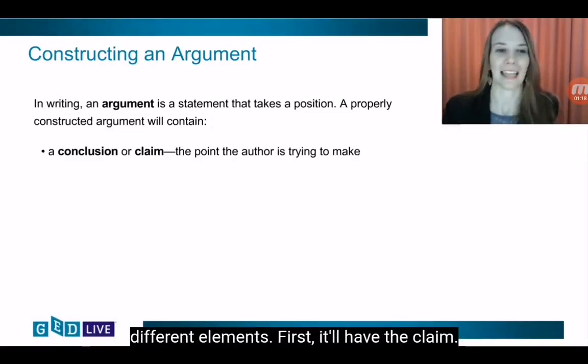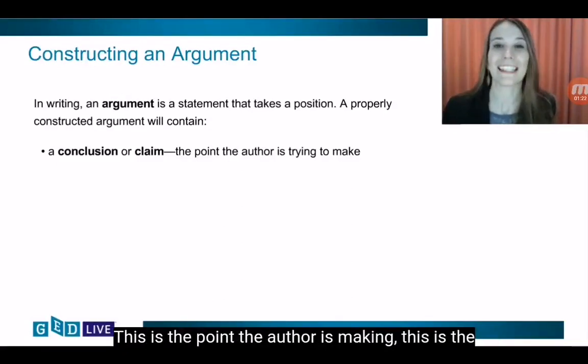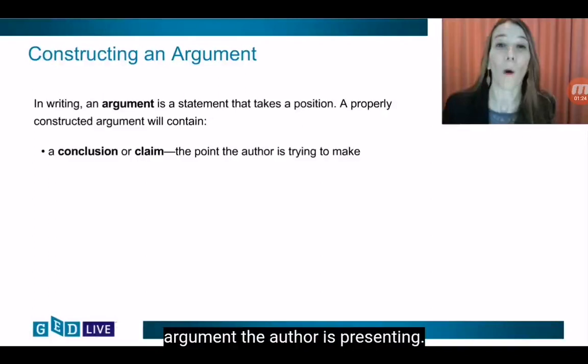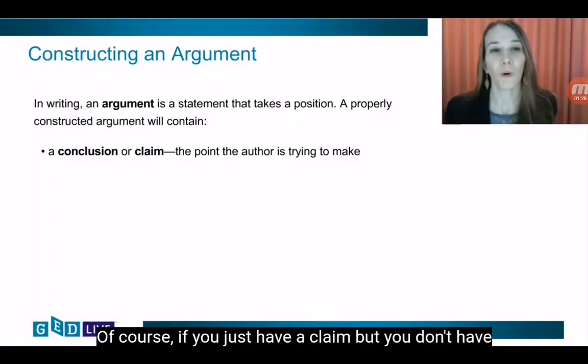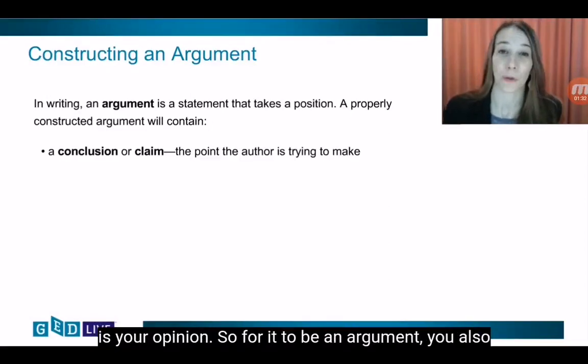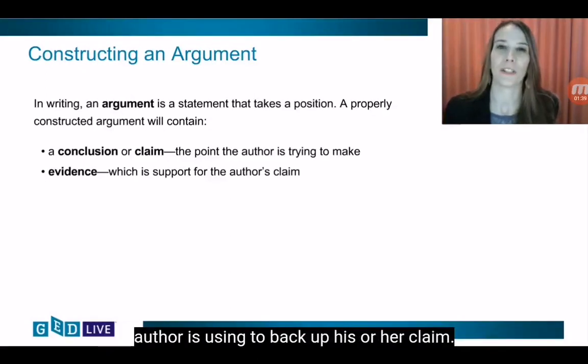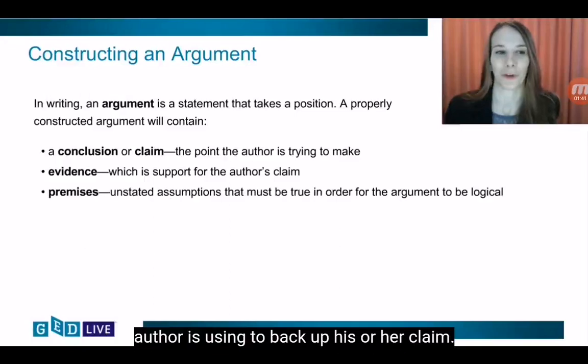First, it will have the claim. This in and of itself is the main crux of the argument. This is the point the author is making. This is the argument the author is presenting. Of course, if you just have a claim but you don't have anything to back it up, what you're really stating is your opinion. So for it to be an argument, you also have to have evidence. And this is the support that the author is using to back up his or her claim.